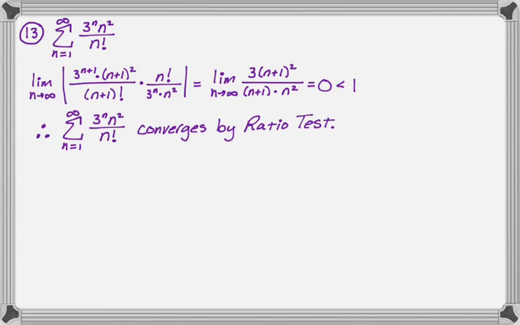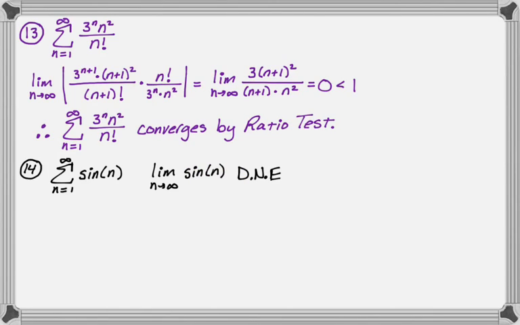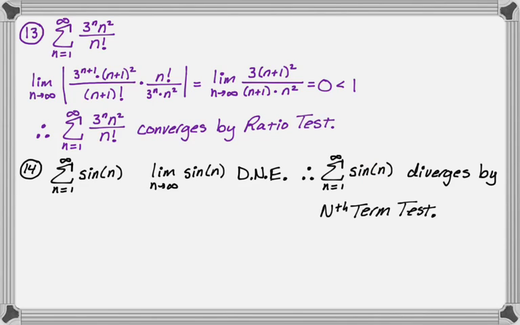All right, let's take a look at another problem. So it's the sum from 1 to infinity of just sine of n. So this one, I'm just going to look at the limit of the nth term. So sine never really settles down. So the limit as n approaches infinity of sine of n just doesn't exist. And if that's the case, then we already know what's happening here. So we didn't get a limit of 0, so the sum of sine of n diverges by the nth term test.